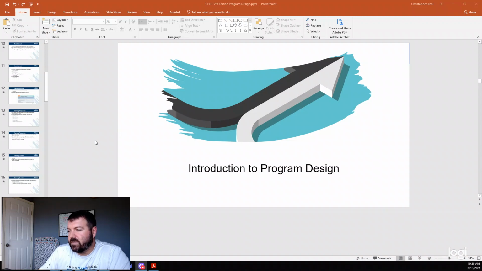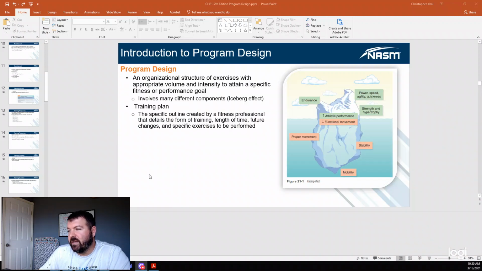All right. So, introduction to program design. Program design is an organizational structure of exercise incorporating volume and intensity to attain a specific fitness or performance goal. It involves many different components. They use the iceberg effect, as a lot of this stuff that you do behind the scenes is not going to seem like your proper movement. Getting your functional movement down, and making sure you have stability and mobility, are really important parts, but that's going to take up a good amount of your work in order to increase your athletic performance, which is what everyone usually sees.